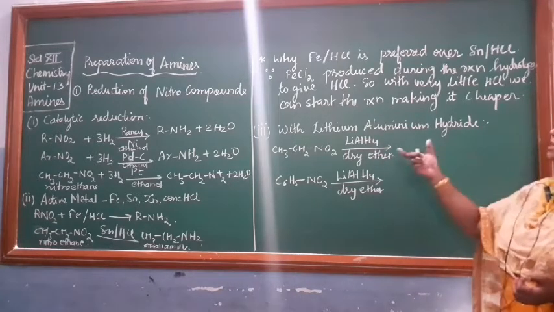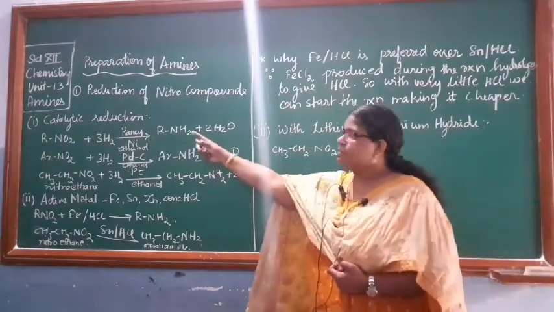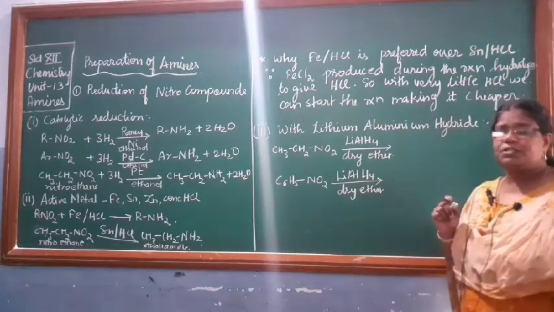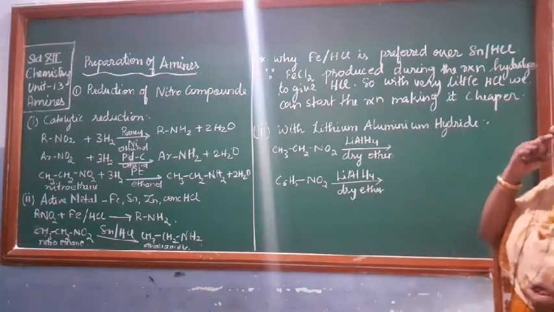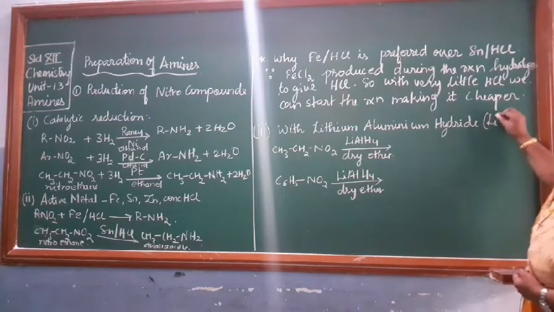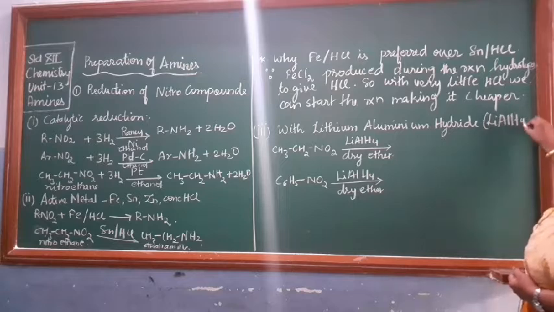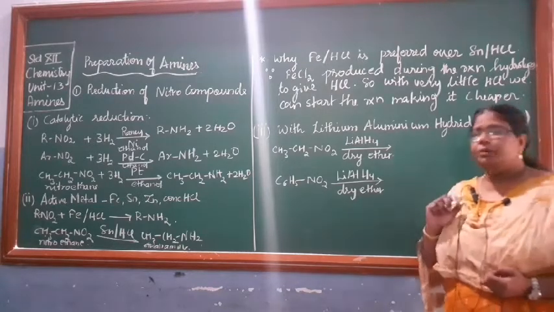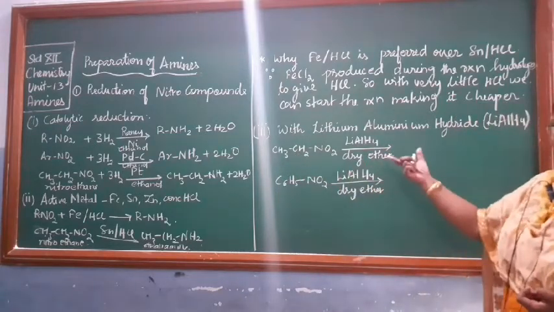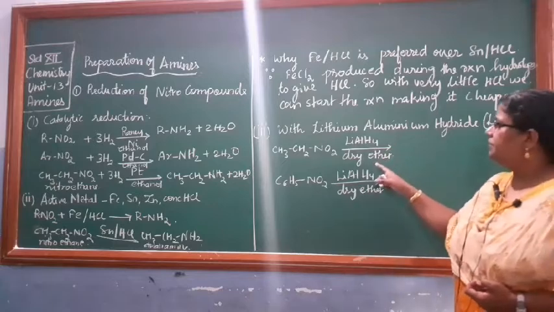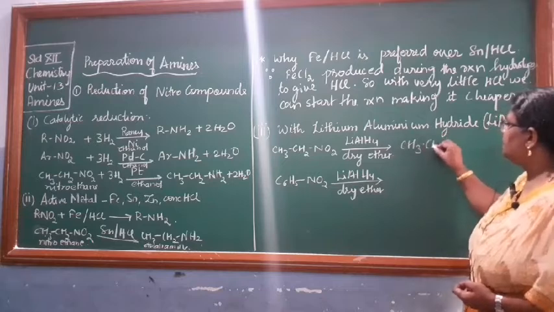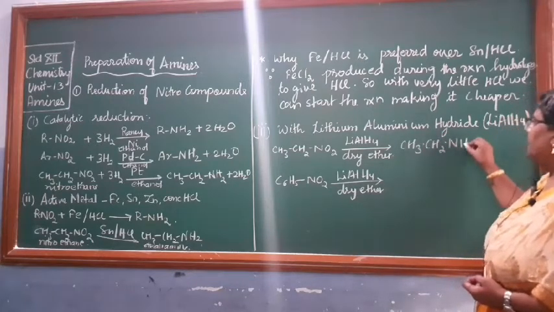Two of them we have discussed. One is by catalytic reduction, the other is by the action of active metals in presence of HCl. Now the third reduction of nitro compound is with lithium aluminum hydride, LiAlH4. CH3CH2NO2, that is nitroethane, is the example we are taking. In presence of lithium aluminum hydride in dry ether, it gets converted to CH3CH2NH2.